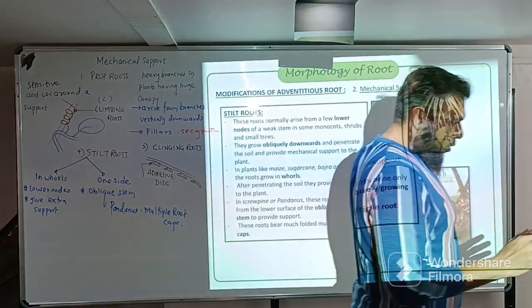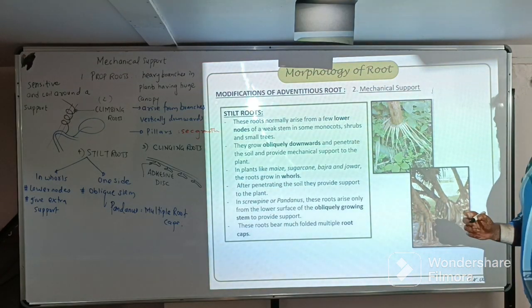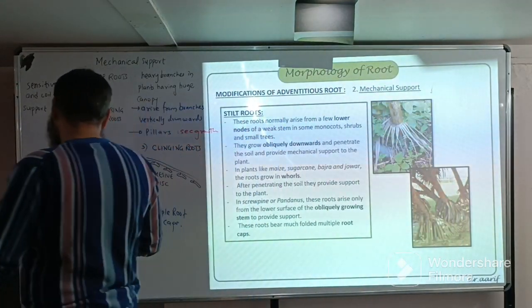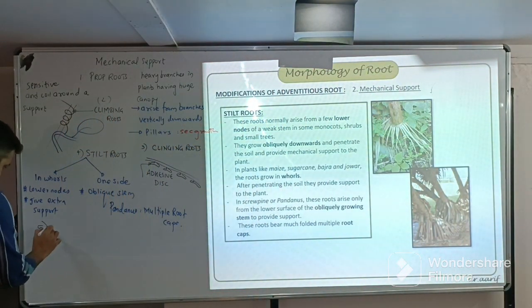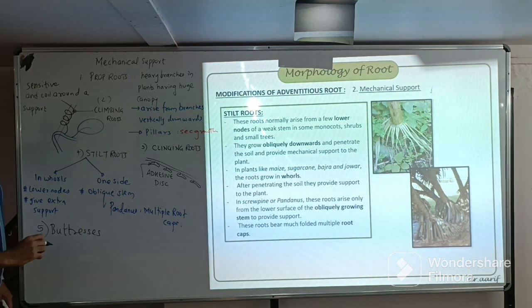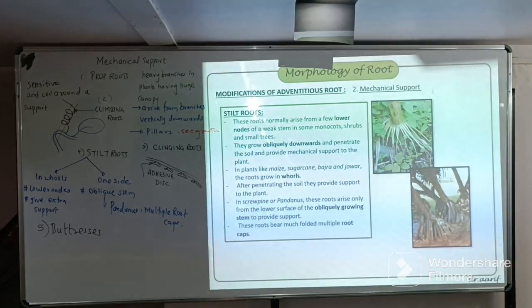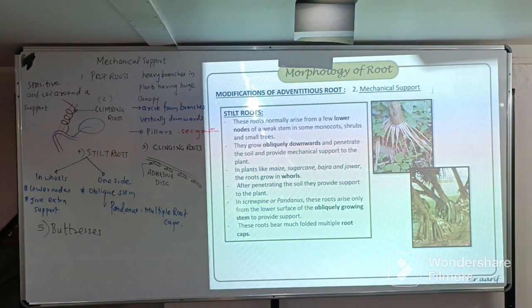Did everyone understand? Now, what are the next modifications for mechanical support, Bachalo? Buoyant, and there was one more type called buttresses. Right, Bachalo? What do you call them? Buttresses. These are also called plank roots. Plank roots. Have any of you done the plank exercise? How do you do planks? Standing? No. You are prostrate with support like this. So you look like a plank.